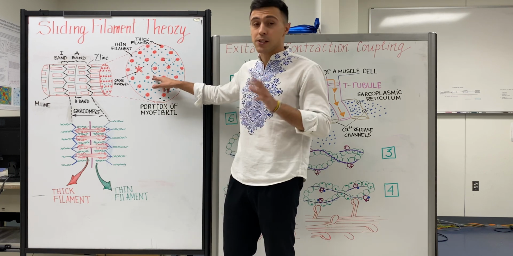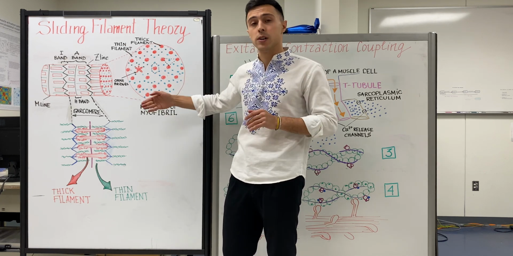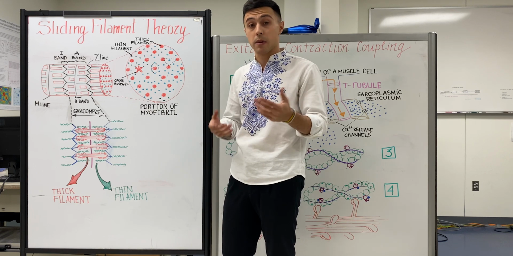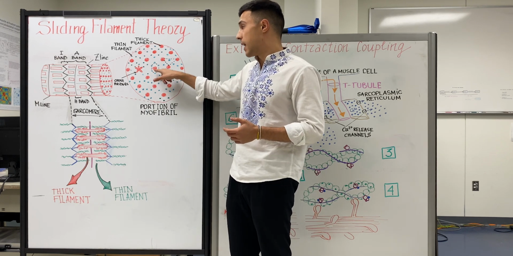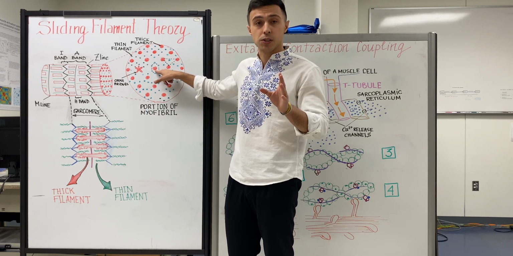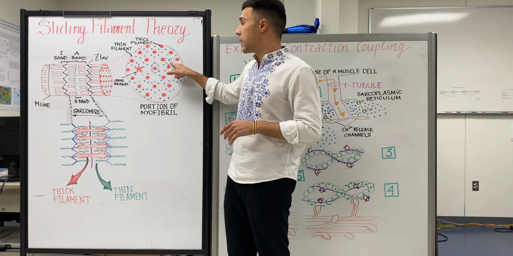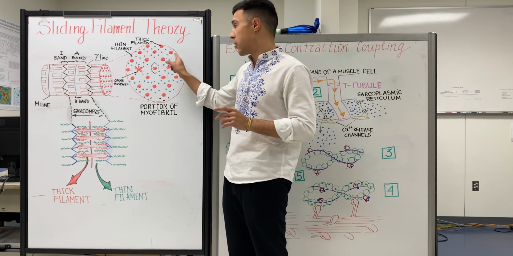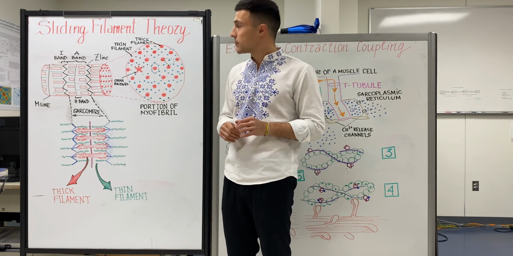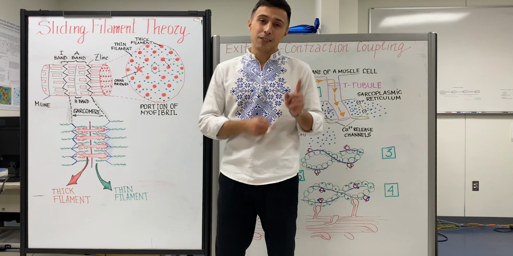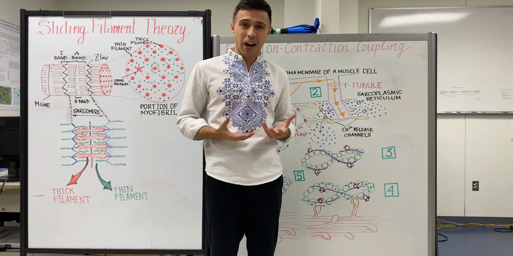Then another fact to emphasize here, if you do a cross-section of the muscle fiber or muscle cell, you will see that the thick filament is always surrounded by 6 thin filaments, and the thin filament is always surrounded by 3 thick filaments. Well, now that you know anatomy, let's actually talk about how contraction works.